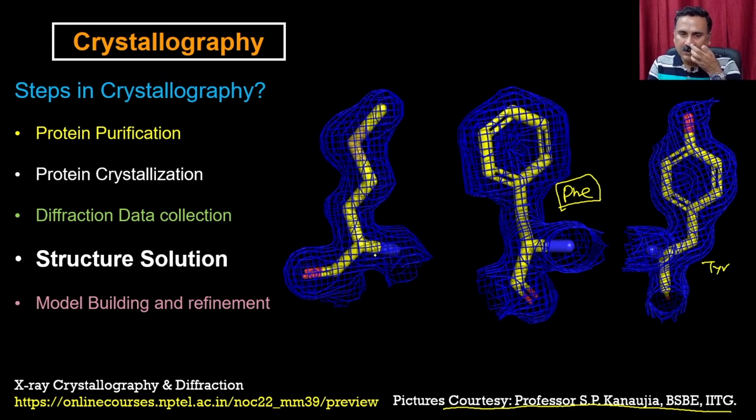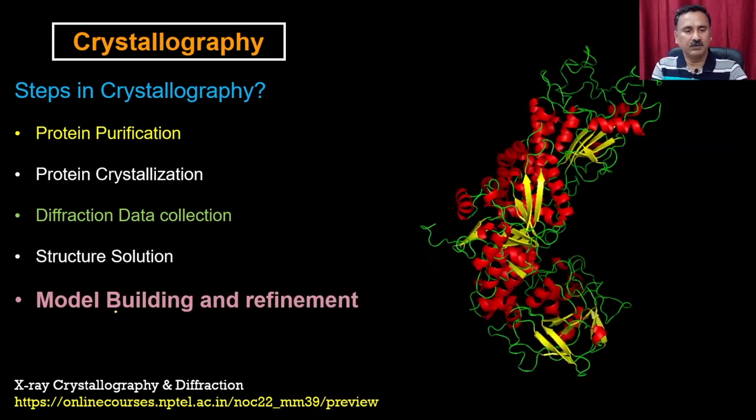So the next step is where you are actually going to do the model building. Looking at the electron density map, you have to place the protein sequence, and that's how you are going to refine the structure, using the information from the electron density map. So that is what you're going to do when you do the model building and refinement.